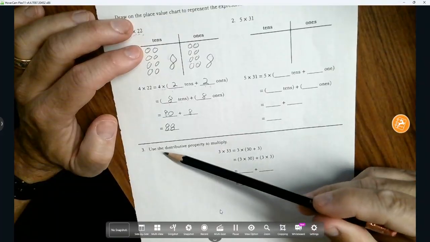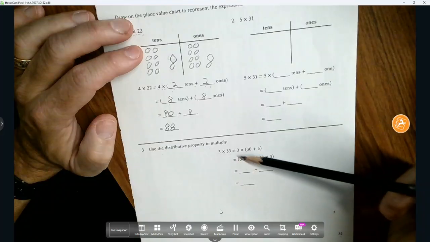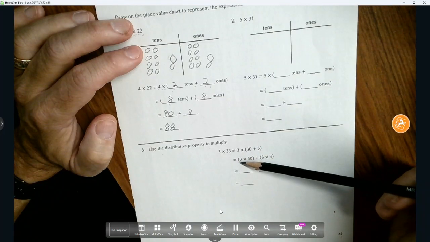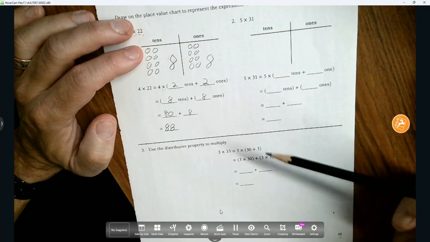All right. Number 3, use the distributive property to multiply. We have 3 times 33. So we have 3 times 30 plus 3. So then we have 3 times 30, right? We're doing the first one. Then we have 3 times 3.